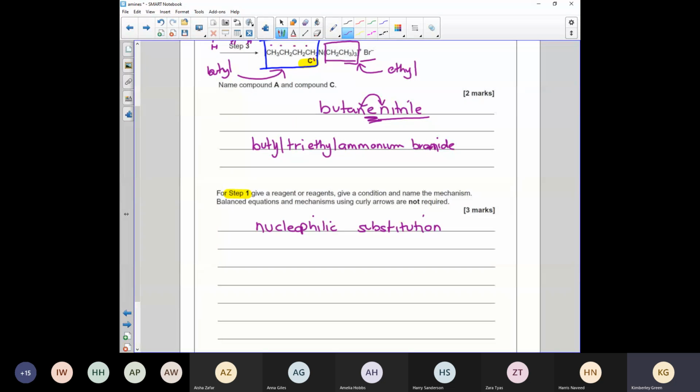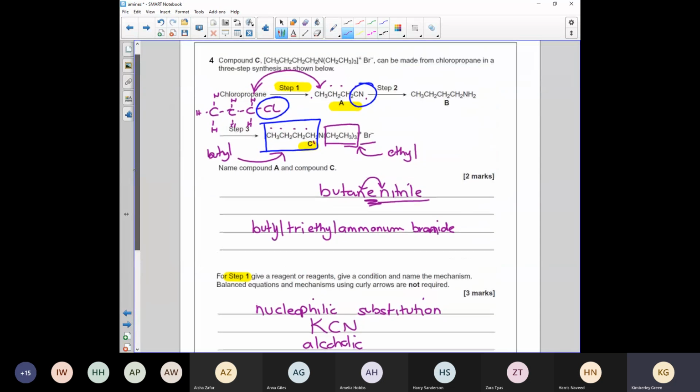And I want KCN as my reagent, not just the cyanide ion, I want KCN, that is my full reagent. Then alcoholic or aqueous; to be honest, the main condition is the fact that it's alcoholic. Or ethanolic, that's absolutely fine, same thing. So nucleophilic substitution, KCN, and it needs to be alcoholic. Those are your 3 marks. Didn't even have to do a mechanism. Good effort.